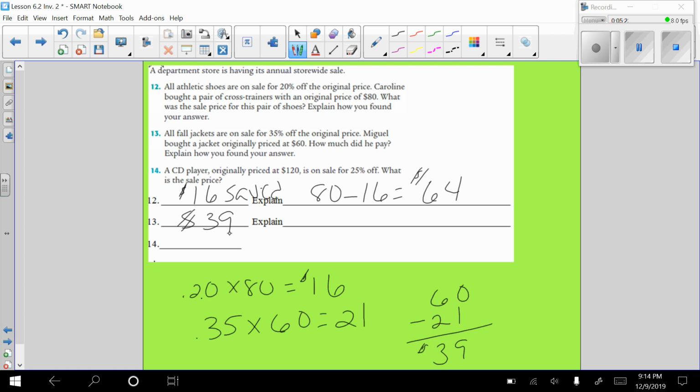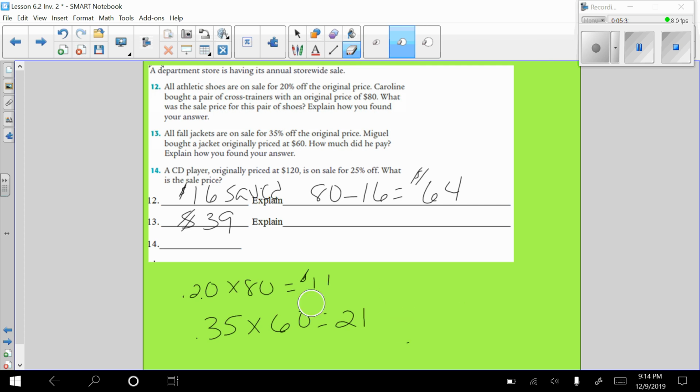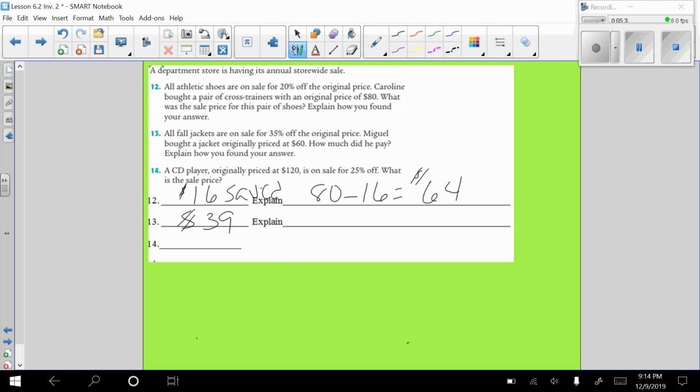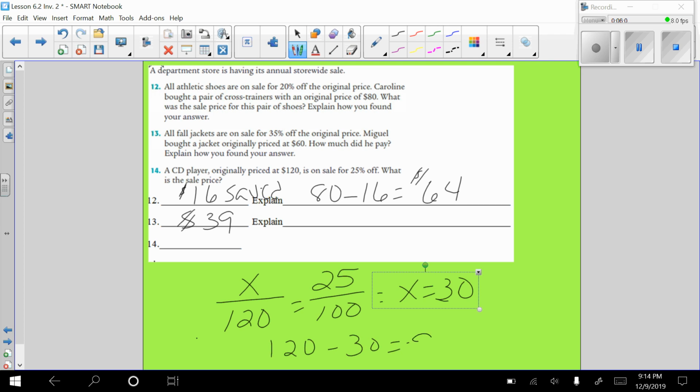Now the last one says a CD player originally priced at $120. It's on sale for 25% off. What's the sale price? All right, I'm going to do this one as a proportion. The is what I don't know. What am I saving? The original price was $120. I am getting 25% savings. Remember, percents go over 100. Cross multiply and divide by the lonely guy makes X equal to $30. I'm going to save $30. Well, 120 minus 30 equals $90. So that CD player costs $90.